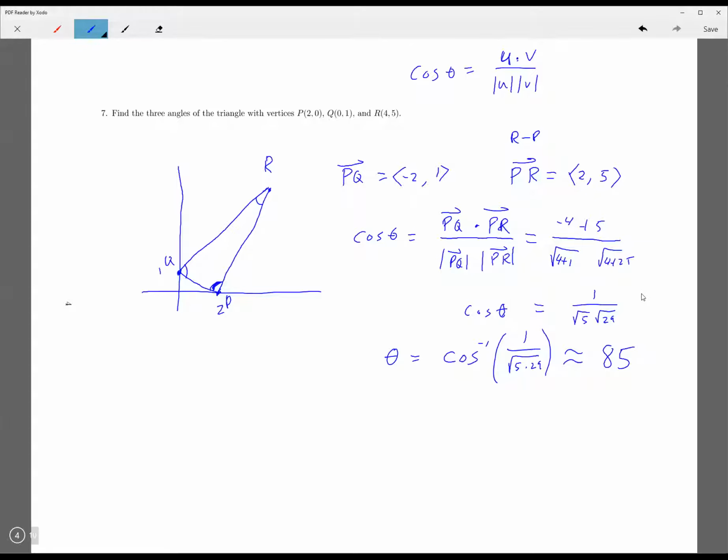It works. It works, okay. Thank you. So let's see here. So 85 degrees. Oh, you put it in WebAssign and it gives you the right answer. Okay, that's even better.